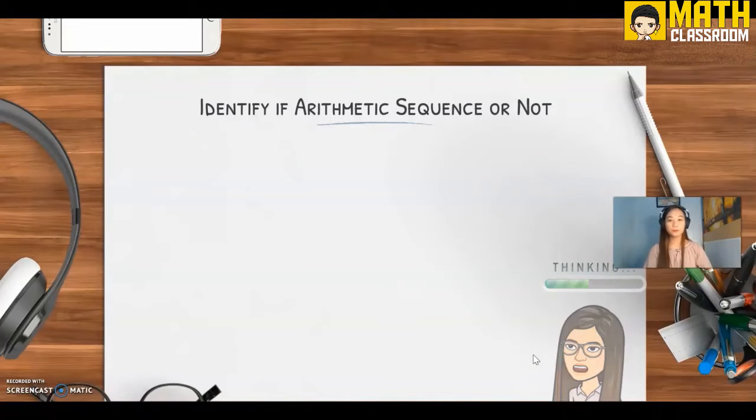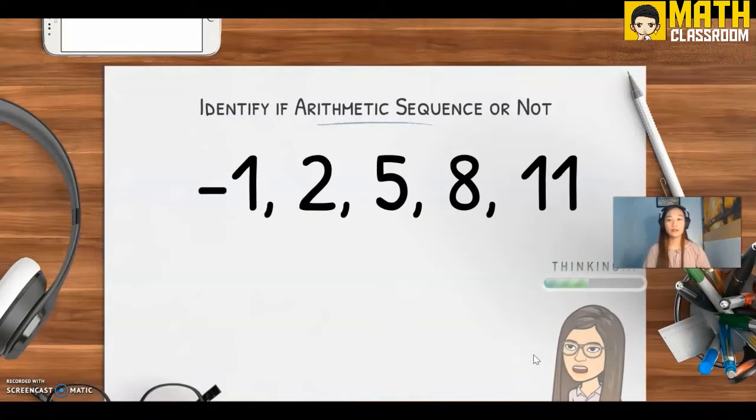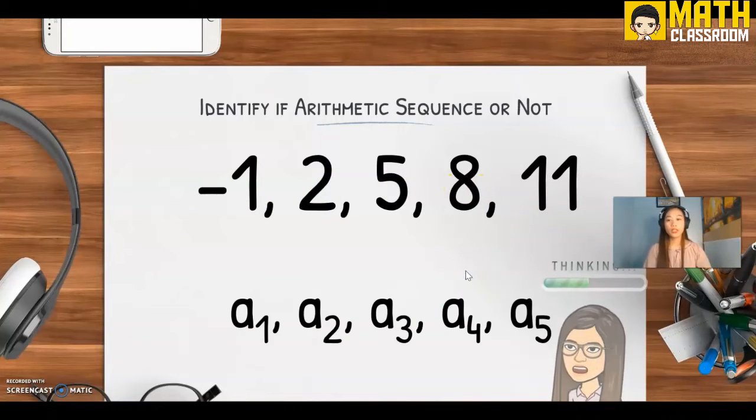Let's have an example. Identify the following if it is an arithmetic sequence or not. So we have negative 1, 2, 5, 8, 11. So how many terms do we have here? 1, 2, 3, 4, 5. So there are 5 terms. So we call a sub 1, negative 1, our first term, a sub 2, our 2, the second term, 5 as the third term, 8 as the fourth term, and 11 as the fifth term.